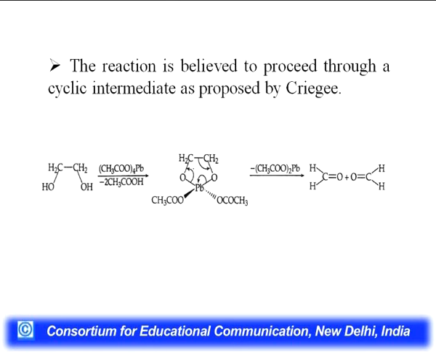The reaction is believed to proceed through a cyclic intermediate. You can see the ethane-1,2-diol or ethylene glycol when it reacts with lead tetraacetate, there is an elimination of 2 molecules of acetic acid, and you can see a 5-membered cyclic intermediate. Then there is a rearrangement or breakage of bond and formation of new bond, which will give you 2 molecules of formaldehyde along with the elimination of lead acetate.